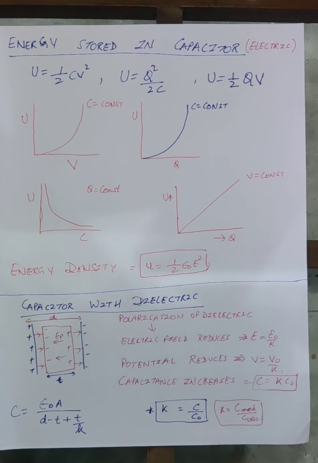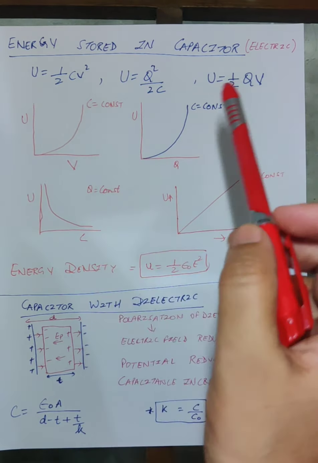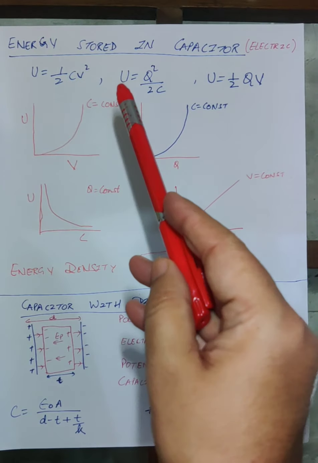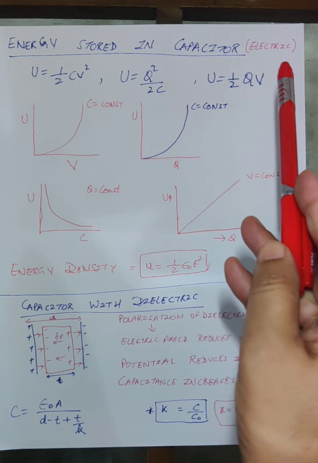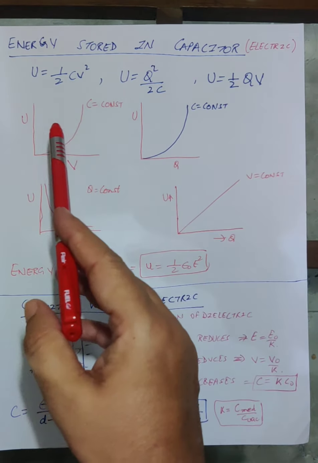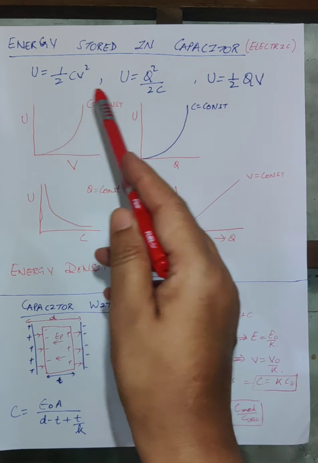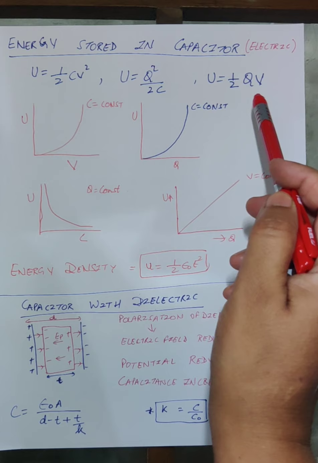The next mind map is about the energy stored in the capacitor. This topic is also very important, and you know that the energy stored in the capacitor is always in the form of electrical energy. Now there are three formulae for the energy stored in the capacitor: U is equal to half CV square, U is equal to Q square by 2C, and U is equal to half into QV.